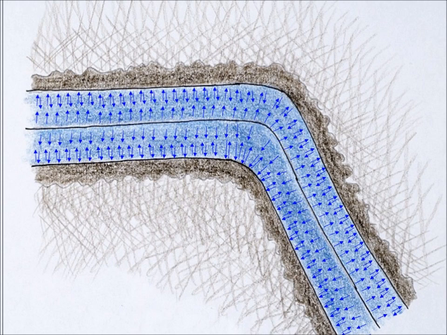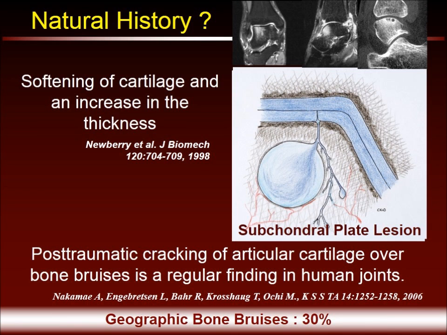What happens in the ankle? If you compress, the water compresses. It cannot go into the joint space because of the high congruency, and that's why the cartilage compresses less than in an incongruent joint like the knee joint.